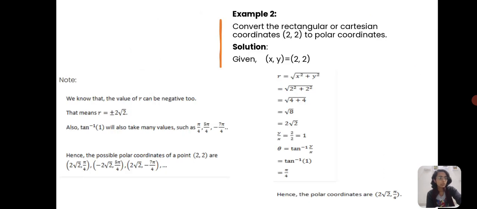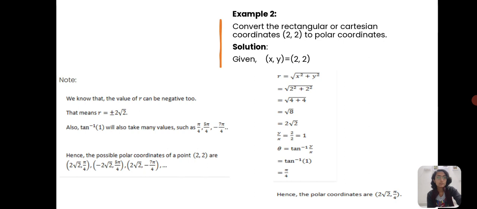Example 2. Convert the rectangular or Cartesian coordinates 2, 2 to polar coordinates. Solution is x, y is equal to 2, 2. r is equal to whole root x square plus y square is equal to whole root 2 square plus 2 square, which becomes whole root 4 plus 4 is equal to whole root 8. Then whole root 8 becomes 2 root 2. y by x is equal to 2 by 2 is equal to 1. Theta is equal to tan inverse of y by x, which gives tan inverse of 1. The final answer is pi by 4. Hence the polar coordinates are 2 whole root 2, pi by 4.